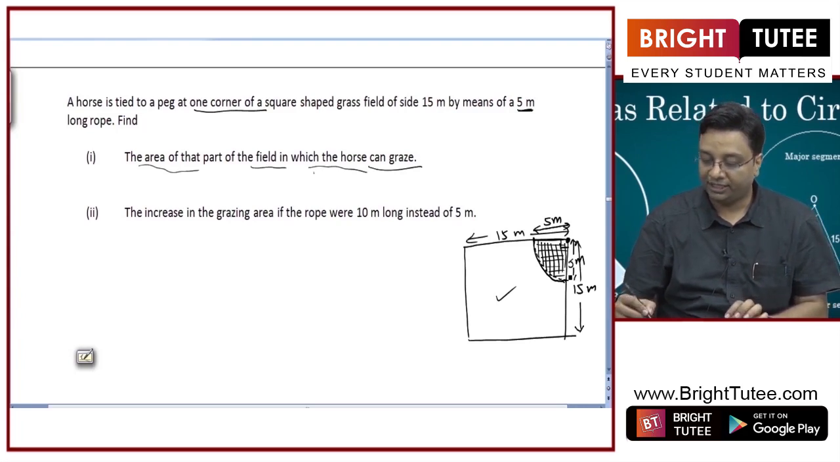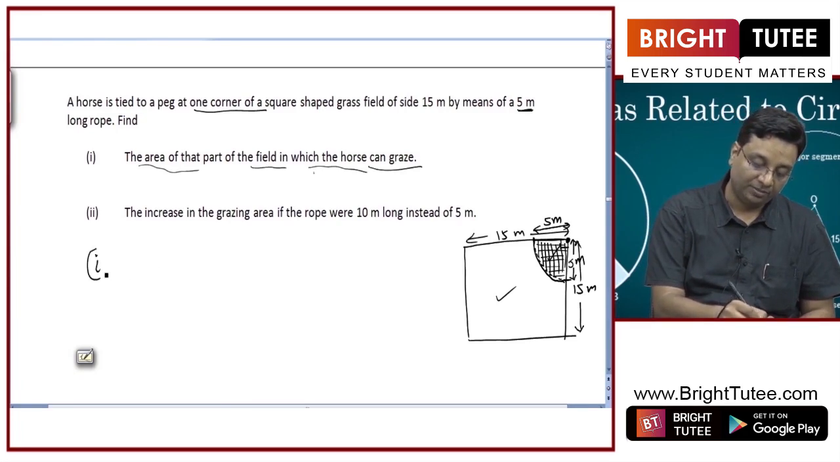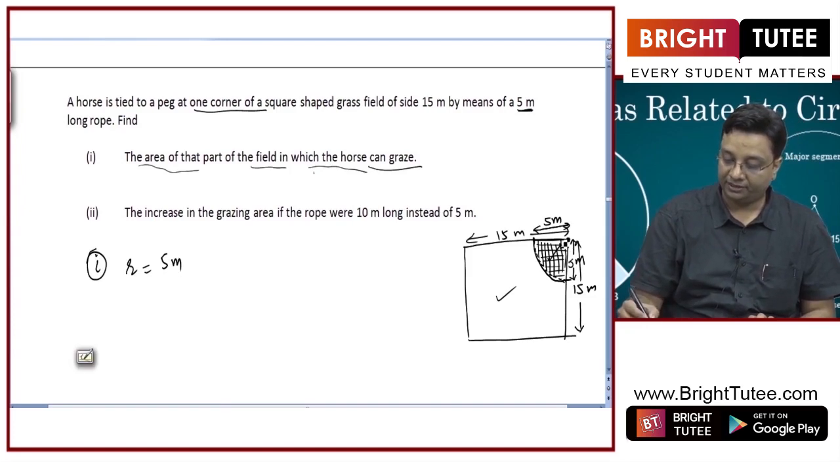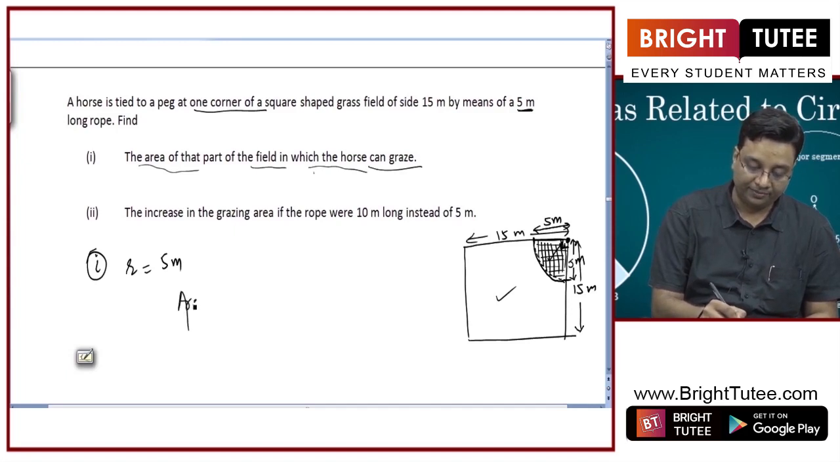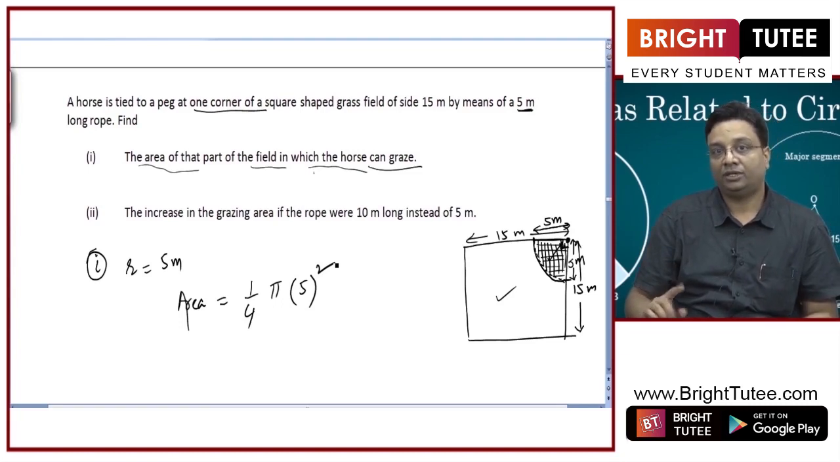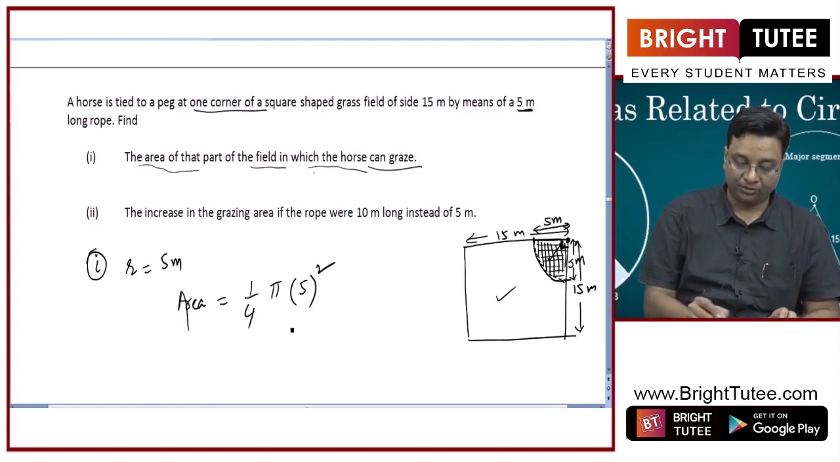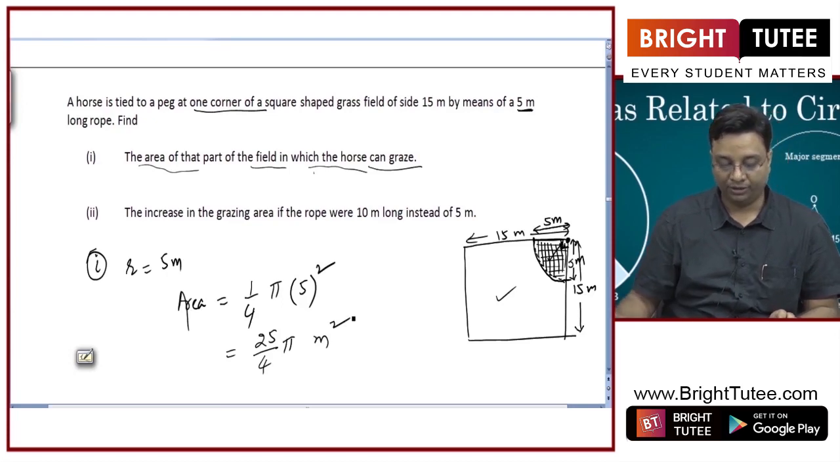So we just need to calculate the area of this quadrant, where the radius is 5 meter, and this angle is 90 degrees, so it is a quadrant of a circle. So the area that can be grazed by the horse is 1/4 of pi r square, right? The area of a quadrant is 1/4 of the area of the circle. So this is the required area, 25 by 4 pi meter square is the unit.